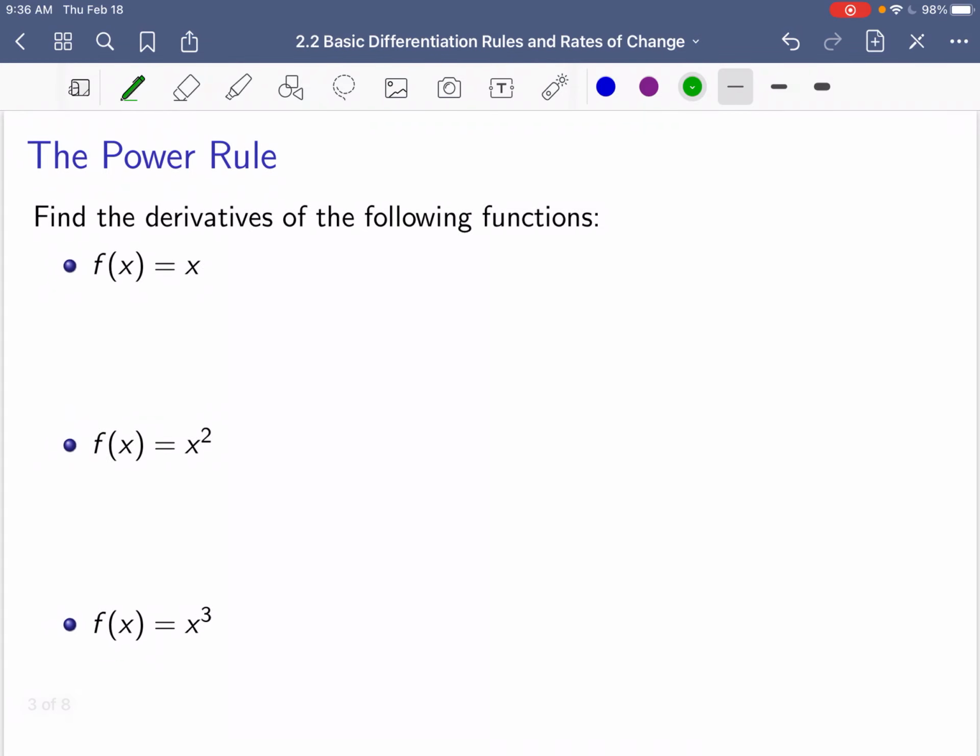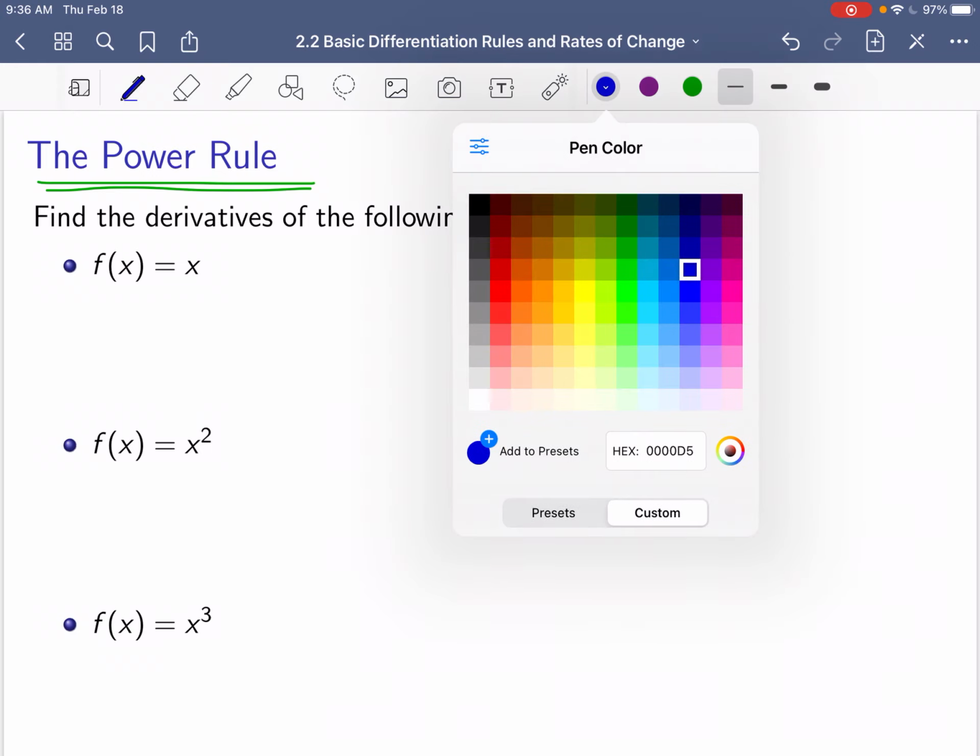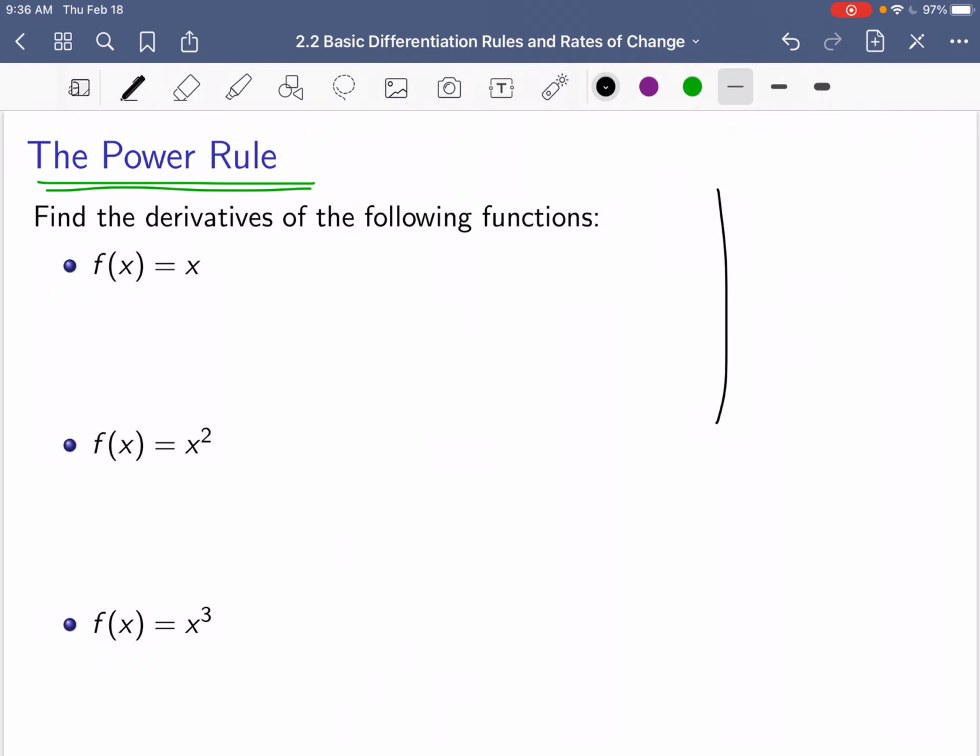In this video, we're going to continue looking at basic differentiation rules, and we are going to look at the power rule. This is probably a derivative rule that we will become most familiar with. If we are to find the derivative of f of x equals x, then that's the equation of a line, right? So if I were to draw this line, f of x equals x, it's the equation of a line. Its slope is 1, and its slope is 1 everywhere, and so the instantaneous rate of slope everywhere is 1.